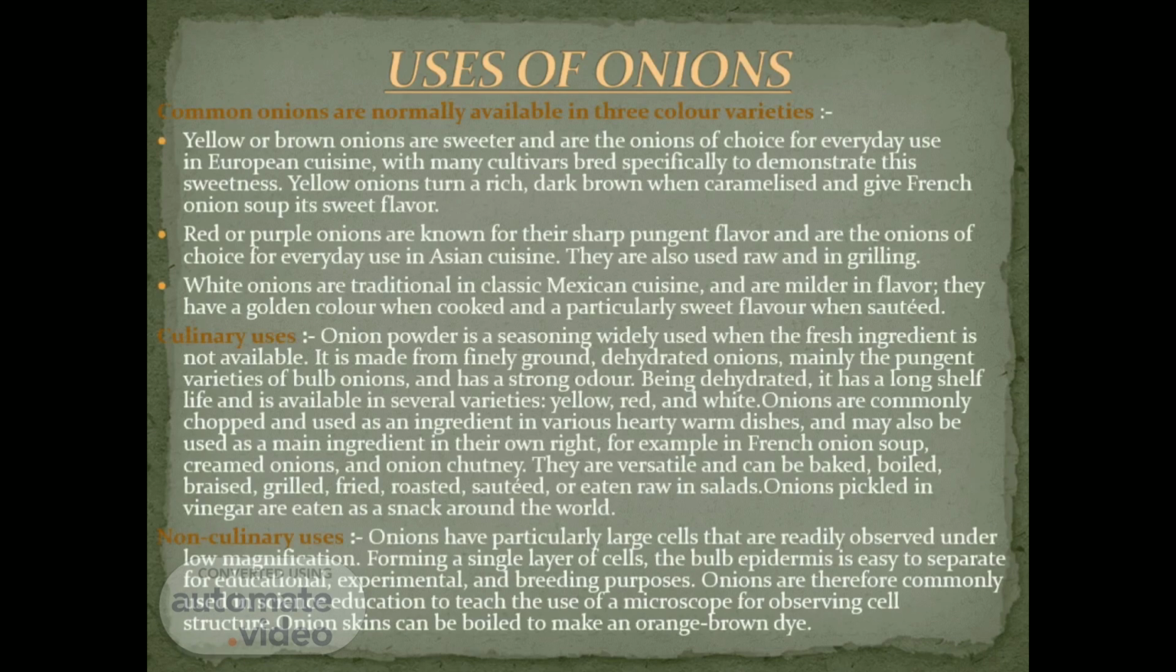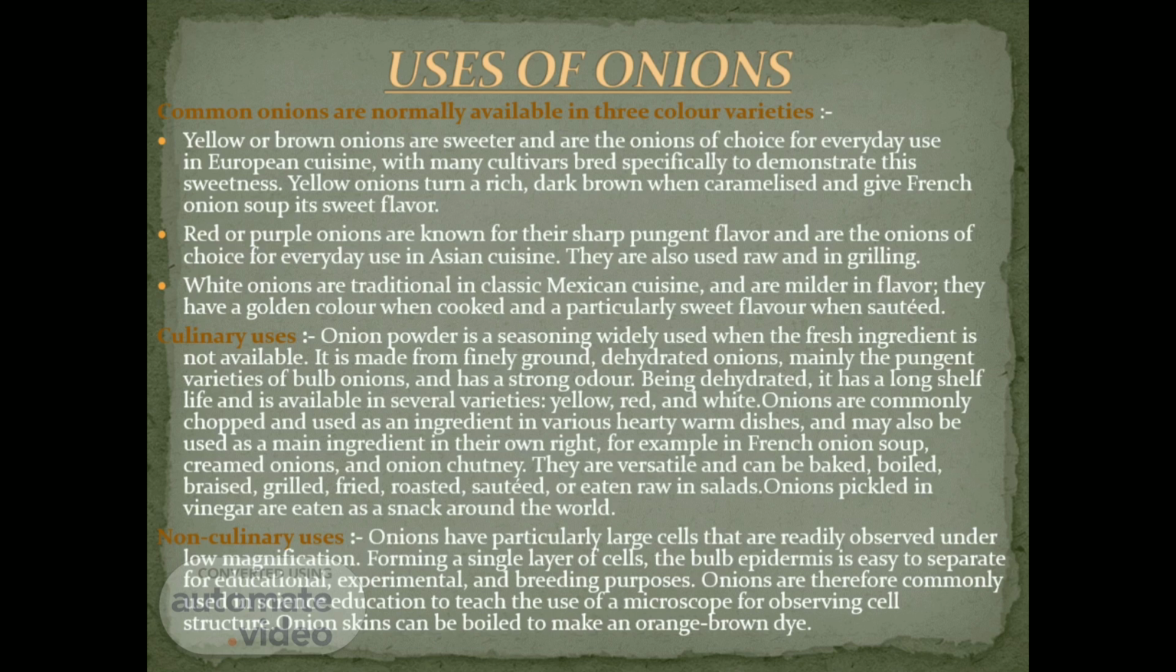Uses of onions. Common onions are normally available in 3 color varieties. First, yellow or brown onions are sweeter and are the onions of choice for everyday use in European cuisine, with many cultivars bred specifically to demonstrate this sweetness. Yellow onions turn a rich, dark brown when caramelized and give French onion soup its sweet flavor.